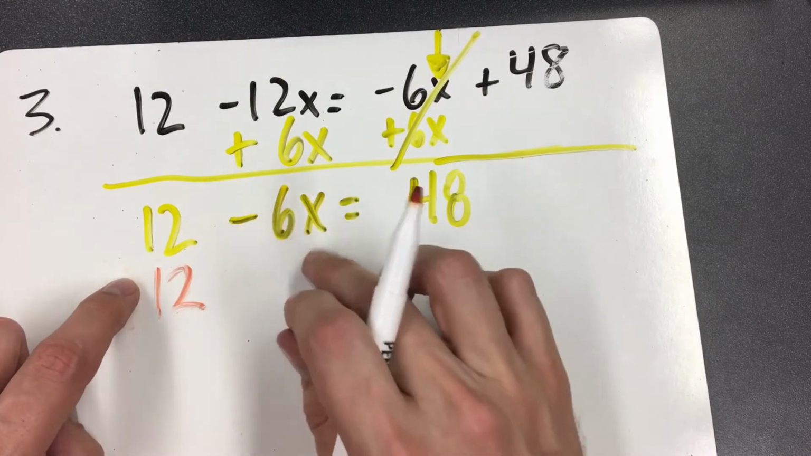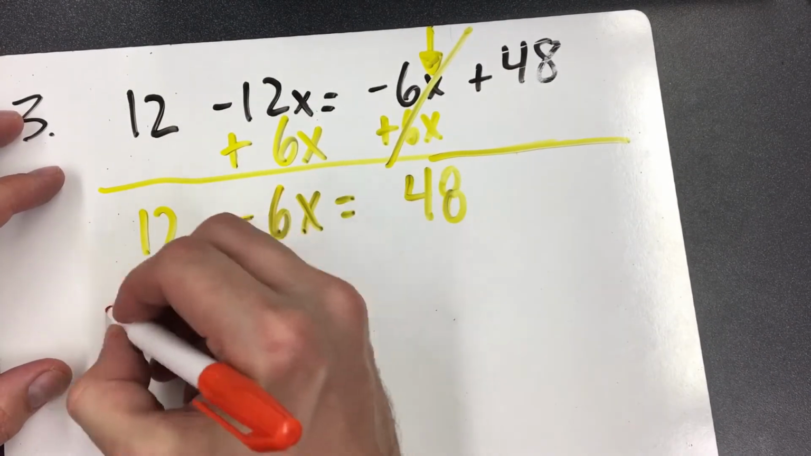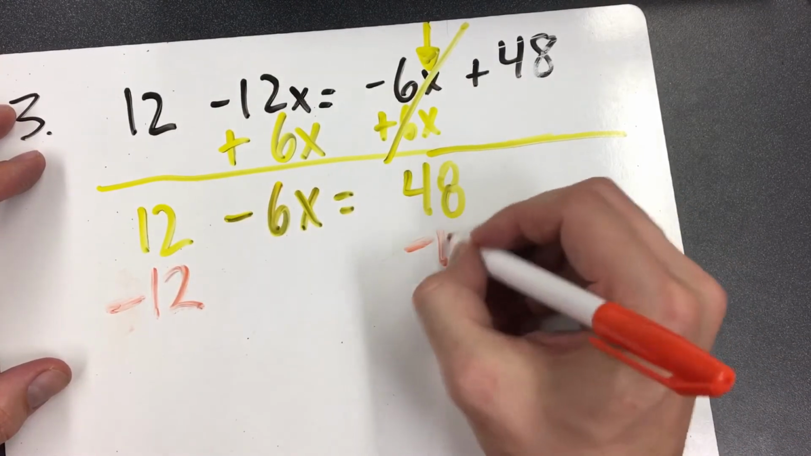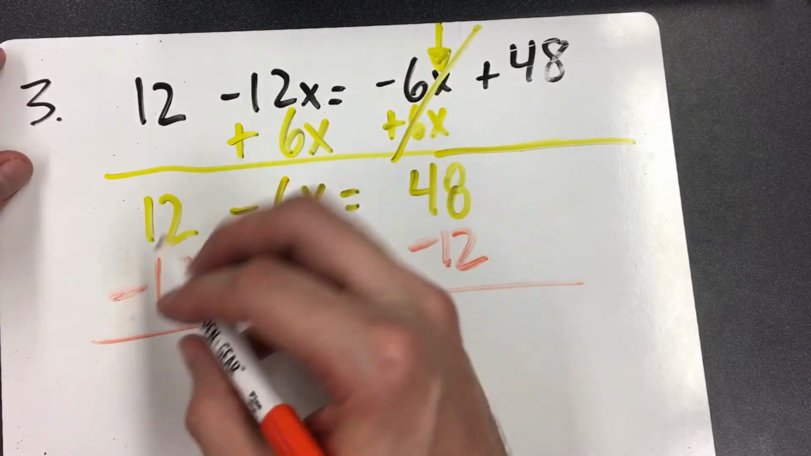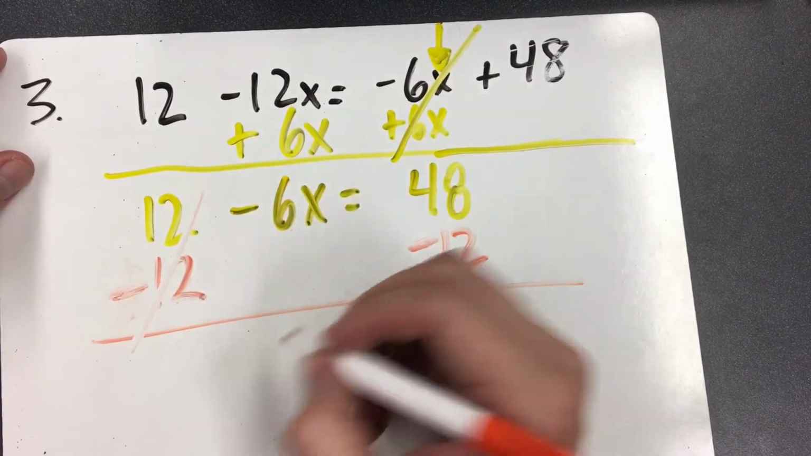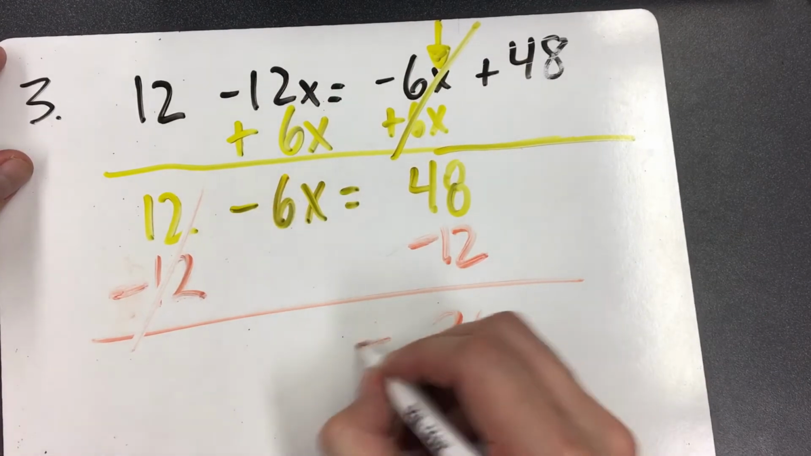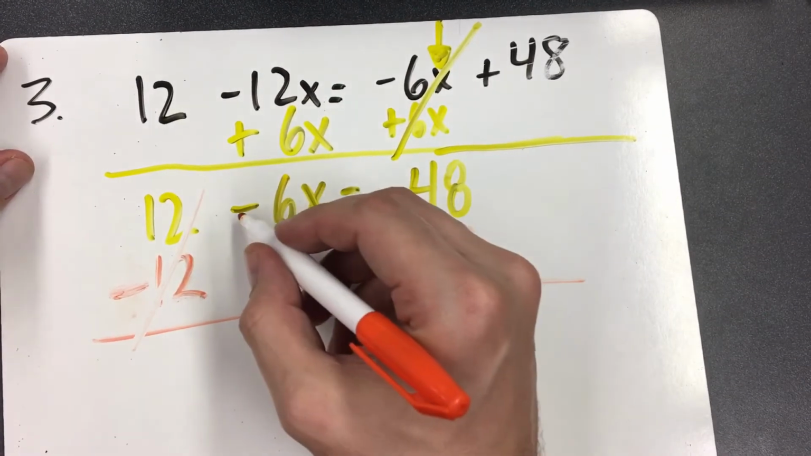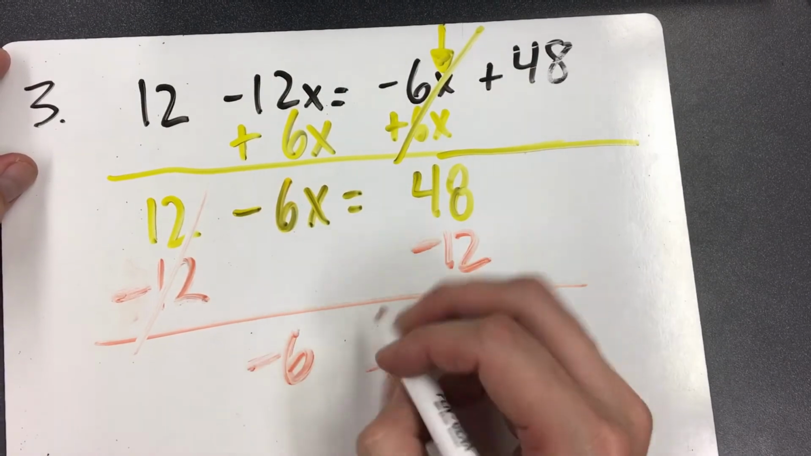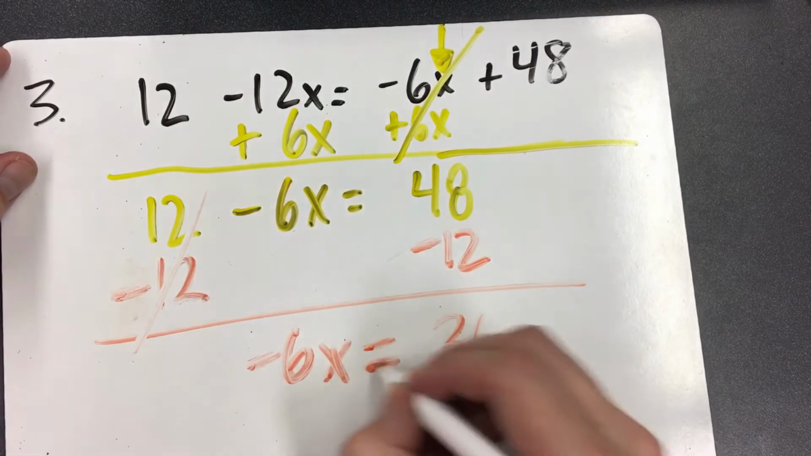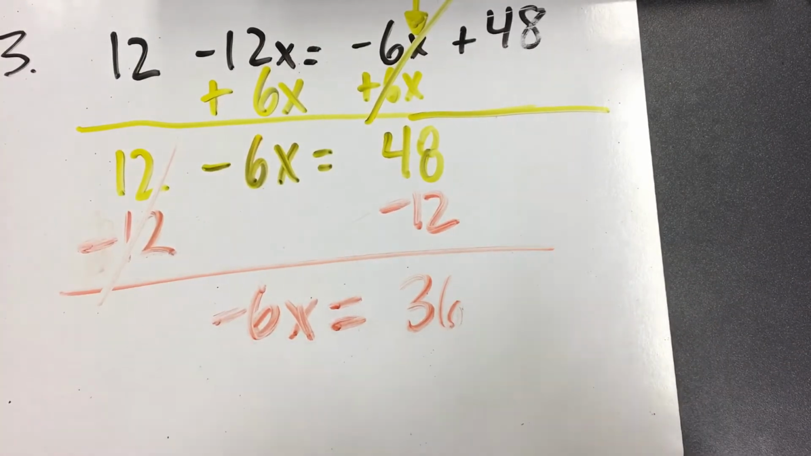This minus sign goes with the x's. This is a positive 12, and so I need to do subtracting, and my orange marker is starting to fade on me here. You're going to need to do minus 12. 12 minus 12 is 0. Over here, 48 minus 12 is 36. And then this, it was subtracting, but I'm just going to drop it down, and it just kind of magically looks like a negative sign now. Negative 6x equals 36. Apologize about my orange marker starting to fade.